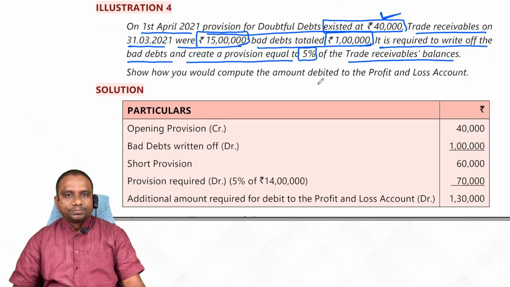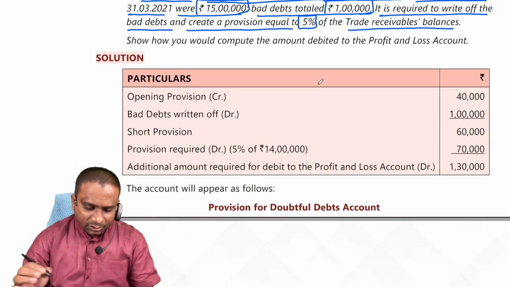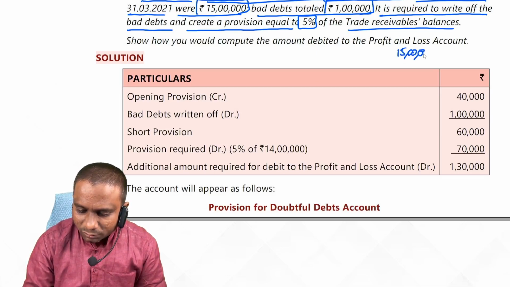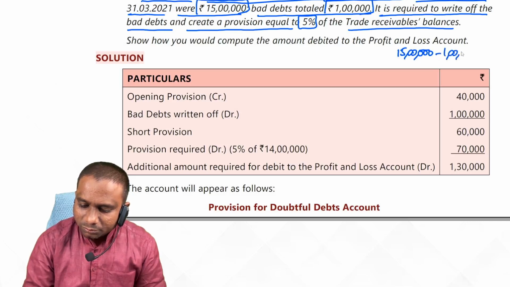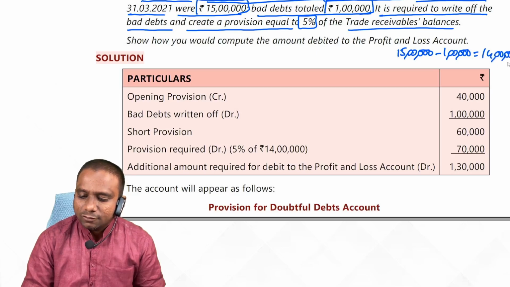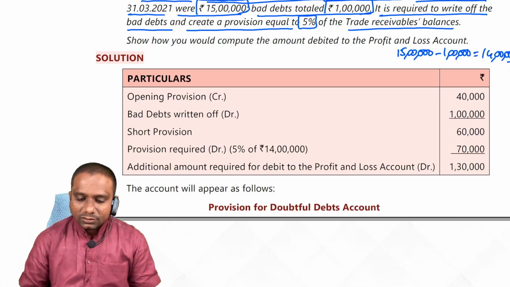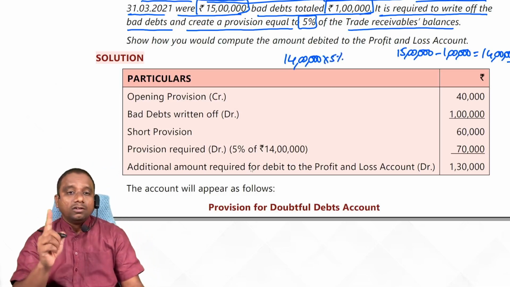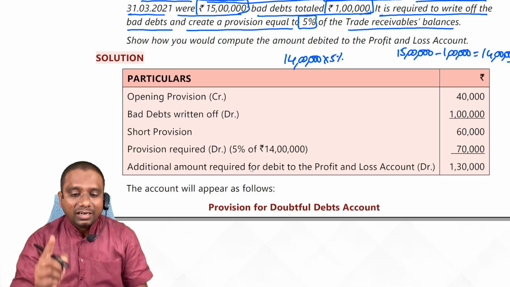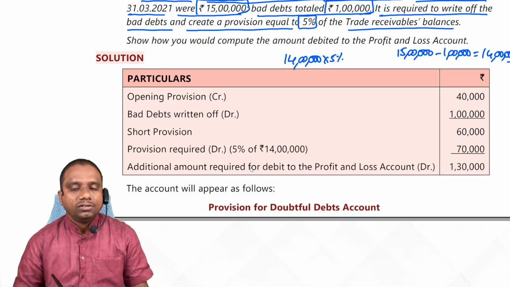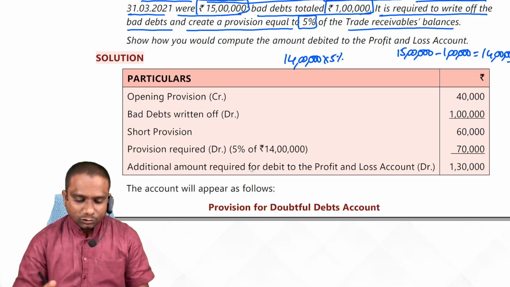Now observe. First calculate like this. In the current year, 15 lakh is your debtors minus how much bad debts? 1 lakh. What is the remaining amount of debtors here? 14 lakhs. On these 14 lakhs, we create provision. How much? 5%. Remember, provision is always created on debtors at the end of the year after deducting further bad debts. You have to remember this.